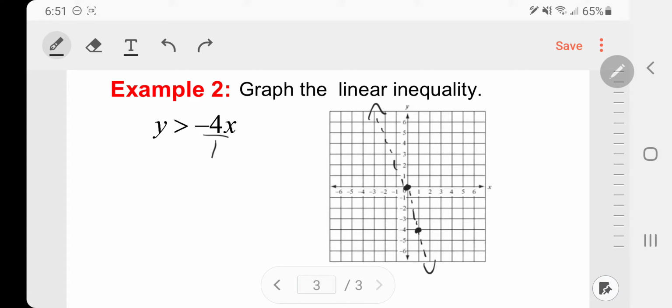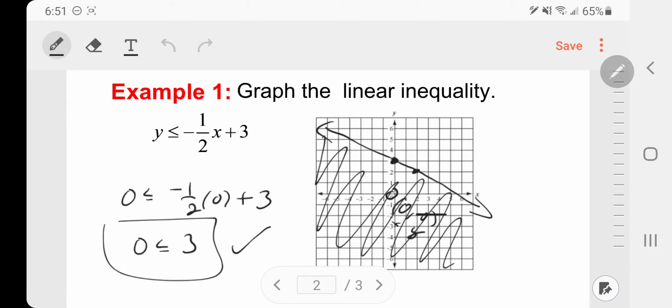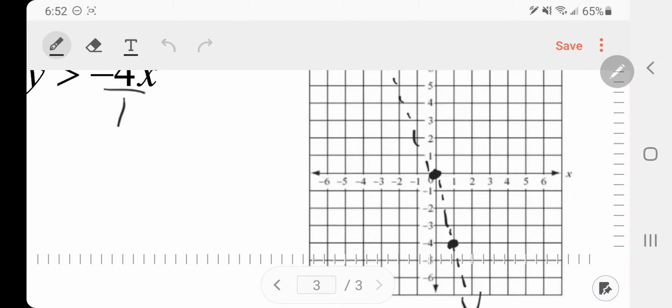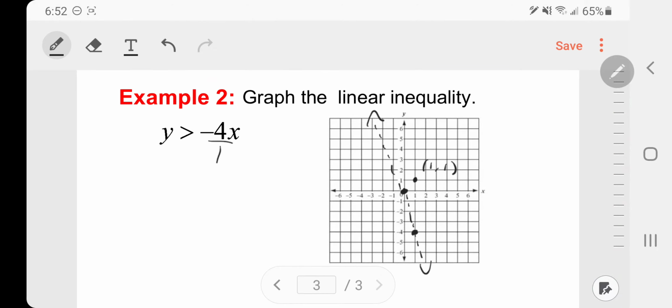Now we have to test a point. In the first one, it was easy to test the origin because our line was not on the origin. In this one, our line goes through the origin, so we're going to pick another point to test. Let's pick 1, 1. You can pick any point. It doesn't matter which one you pick, as long as it's clearly on one side or the other of our linear inequality.